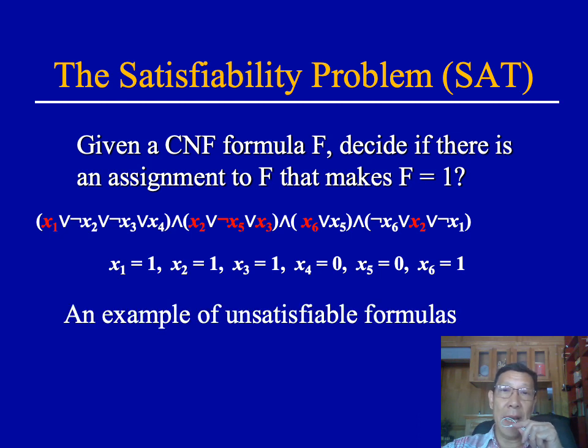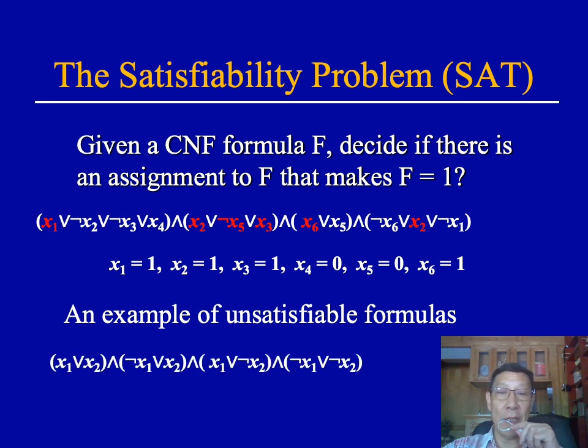You might ask, are there any formulas that cannot be satisfied? Here's an example. There are two variables, x1 and x2. It's easy to verify that no matter how you assign the variables, at least one of the clauses has value 0, i.e. there's no assignment to the variables that makes this formula equal to 1. Therefore, the satisfiability problem with this instance should give the answer no.